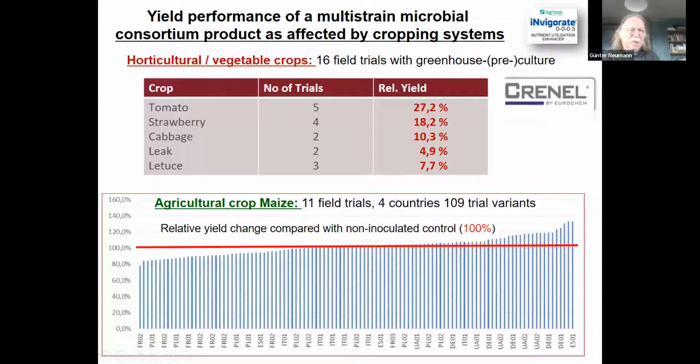Then in an agricultural crop like maize, with 11 field trials in 4 countries and 109 trial variants, we see this high variability we were also facing in the SolACE project.